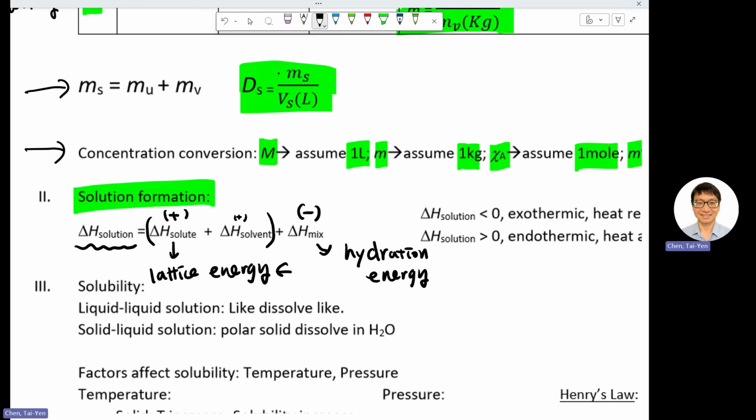So far so good. Any questions? The relative magnitude of your lattice energy and hydration energy will dictate the sign of your delta H solution. Is that clear? Yeah.